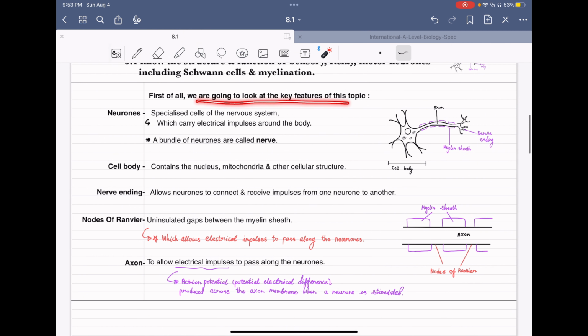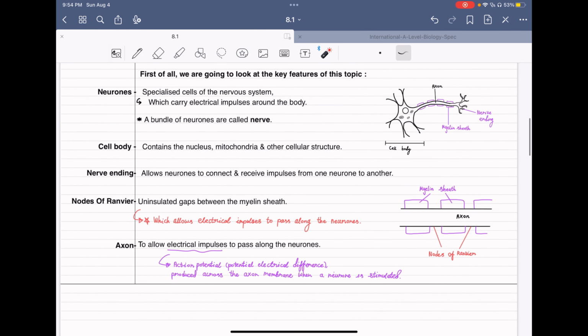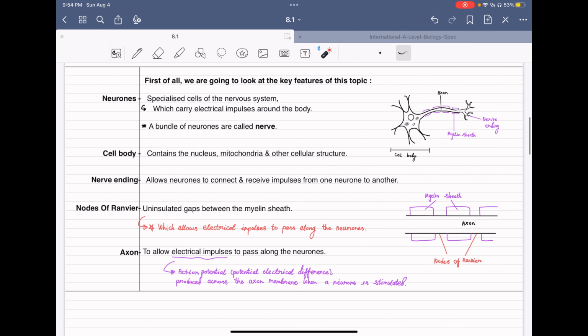So we're going to look at the key features of this topic. These are some of the most important key definitions which might come up in your exam questions, about 1 or 2 marks. So first of all, let's look at neurons. Neurons are specialized cells of the nervous system which carry electrical impulses around the body. This is the basic example of a neuron, and a bundle of neurons is called a nerve.